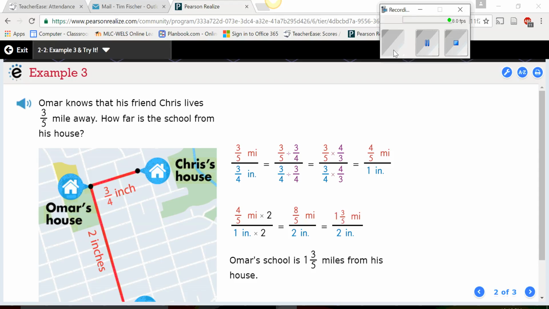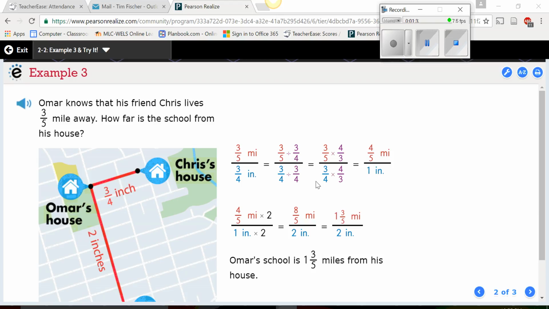So, since we know that Chris's and Omar's house are the two distances that we need to know, we can set up this ratio, 3/5 of a mile over 3/4 of an inch, because those are the two distances that we have a ratio or a comparison of right now. Now at this point, we need to convert this into a unit rate that has a denominator of 1.